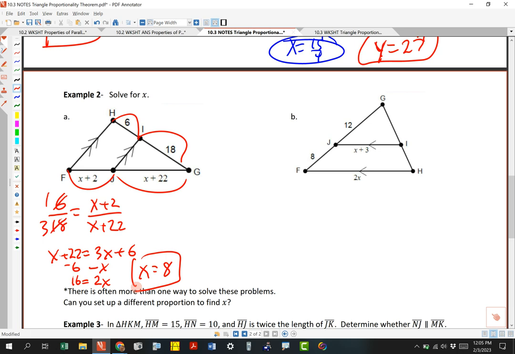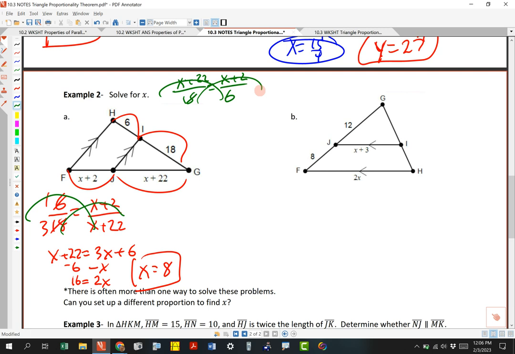I just want to check something. What if your neighbor did this? I'm going to change colors. Don't write this down. What if your neighbor said, hey, I'm going to compare these two to each other. So I'm going to compare x plus 22 to 18. And I'm going to compare, let's see, if I do x plus 22, I'd have to do x plus 2 to 6. Doesn't matter. Does it work out? Yes. Would we have ended up doing the same thing? Works out, doesn't it?